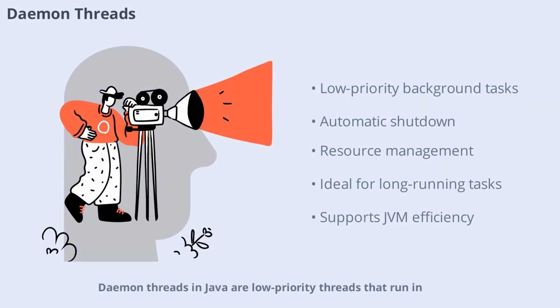Daemon threads in Java are low-priority threads that run in the background to perform tasks like garbage collection or signal dispatching. Unlike user threads, daemon threads do not prevent the JVM from exiting. They stop automatically when all user threads finish. Daemon threads are ideal for background tasks that don't require explicit shutdown, making resource management simpler and more efficient.